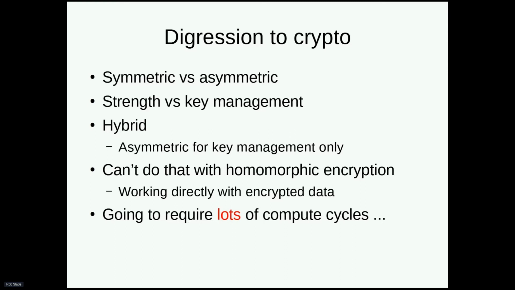So, taking a bit of a side issue to cryptography itself here, there's symmetric versus asymmetric. And of course, symmetric is very strong, but it has a problem with key management. Asymmetric is not as strong, but is great when it comes to key management. So what we have done in crypto is we have the hybrid system, where we use the asymmetric encryption for key management only, and the bulk data encryption is being done with symmetric encryption. You cannot do that with homomorphic encryption.